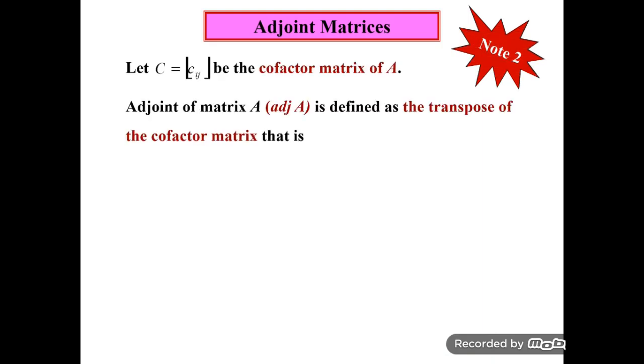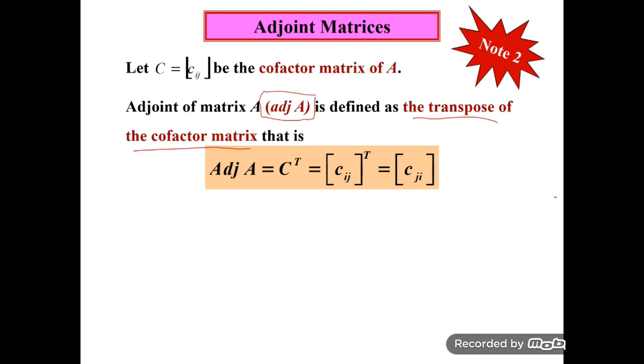Okay, the adjoint matrix. Let C be the cofactor matrix of A. So the adjoint matrix, adjoint A, is defined as the transpose of the cofactor matrix. That is, adjoint A is equal to C transpose. And remember, the cofactor is defined by negative 1 to the power of i plus j times the minor M ij.